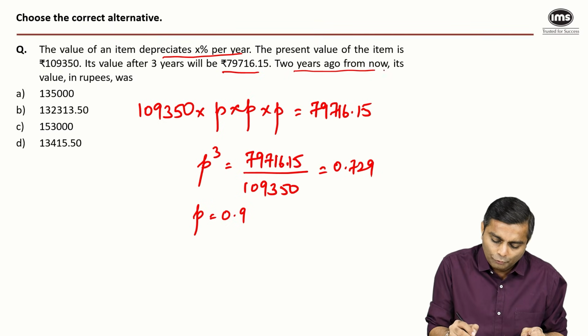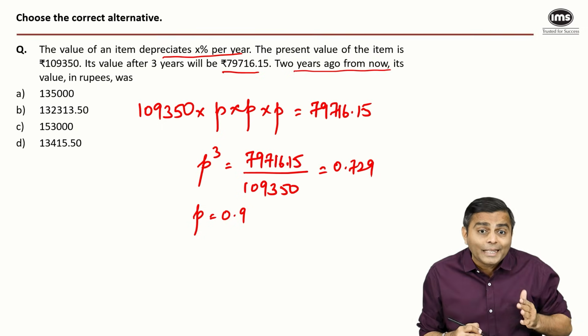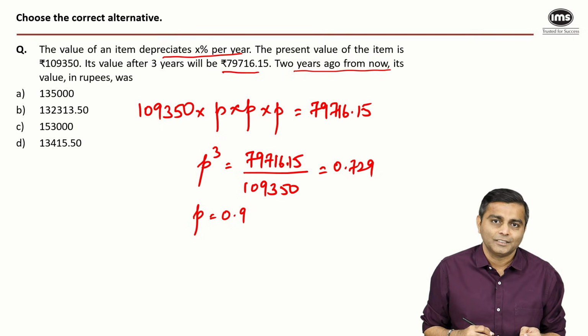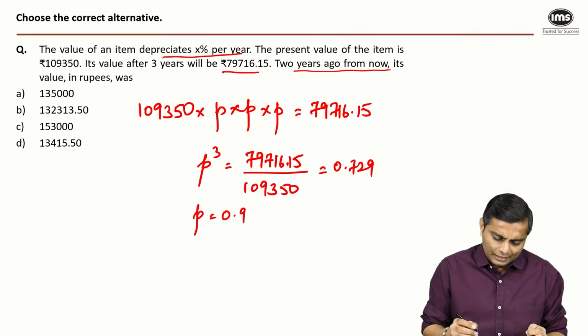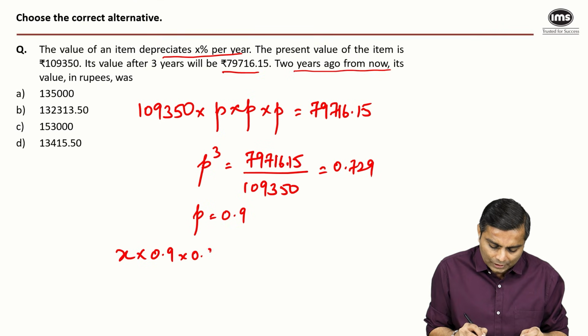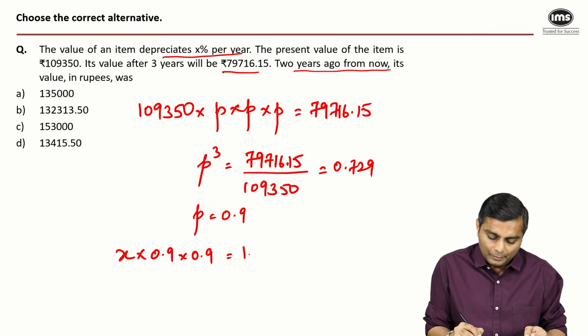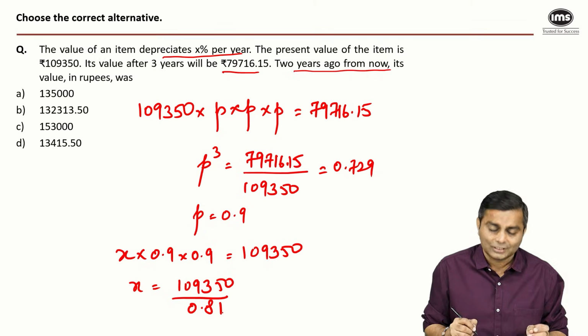They have said 2 years ago from now, it must be what? Which means some value after depreciating twice has become 109350. Okay. So that's some value. Let's call that value X, whatever. So X times 0.9 times 0.9 will become what? Will become 109350, which means X is nothing but 109350 on 0.81 straight away.